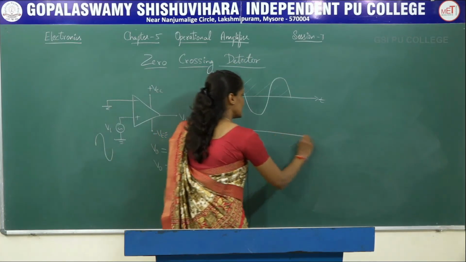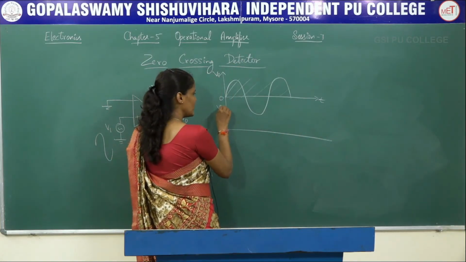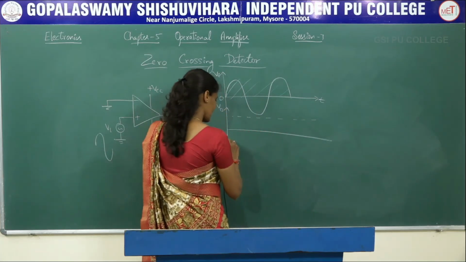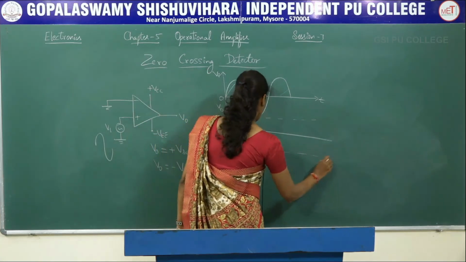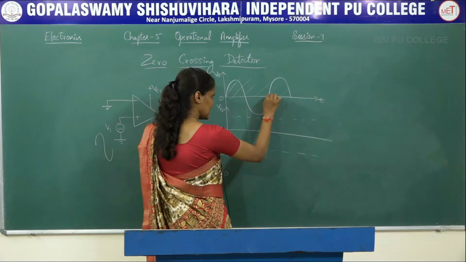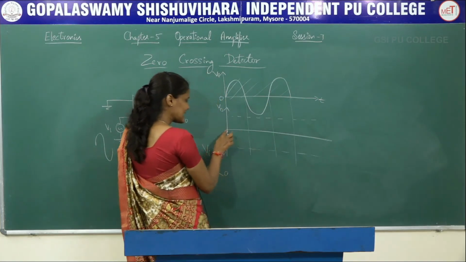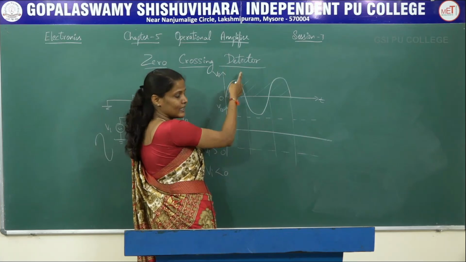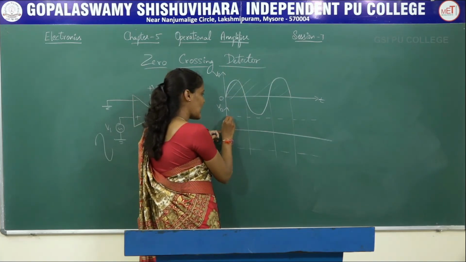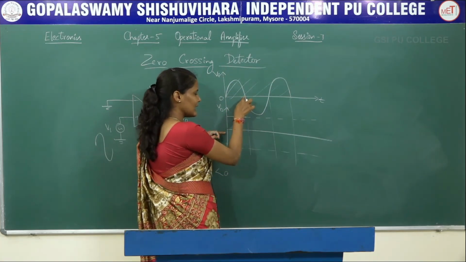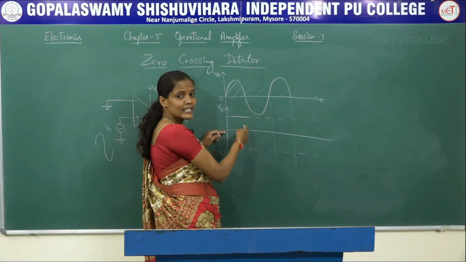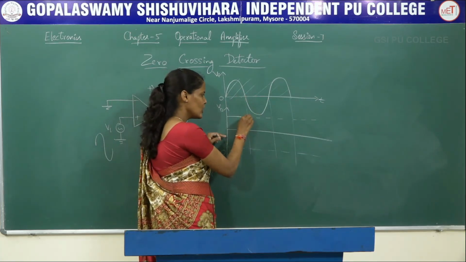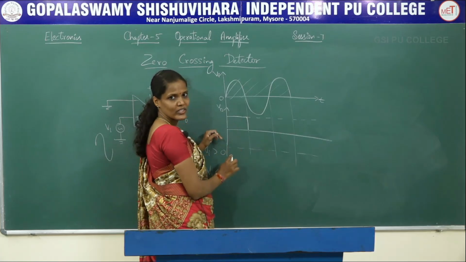So the output voltage V0 will be equal to plus V saturation. Let us mark this plus V saturation and minus V saturation. So this is the point in which the input signal is greater than 0. From this point to this point, because from this point Vi is decreasing, Vi is crossing the 0 line, Vi is less than 0. So till here it is plus V saturation.